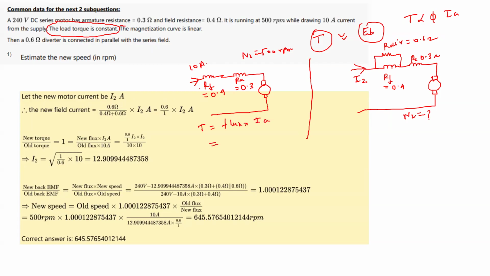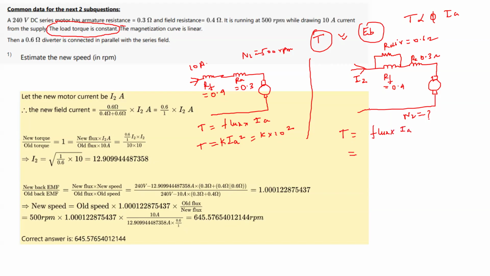In the previous case, the flux is proportional to field current, and field current is also equal to Ia. So this is nothing but Ia square. So torque is K Ia square, let us say. So this is K into 10 square. Now in the next case, what is the torque? Torque is proportional to flux into Ia.